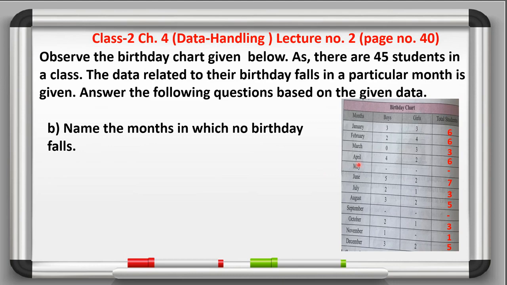उन months का हमने लिखना है जिसमें किसी का birthday नहीं होता है, and that are May month and September month. So here we will write the answer May and September. Okay.